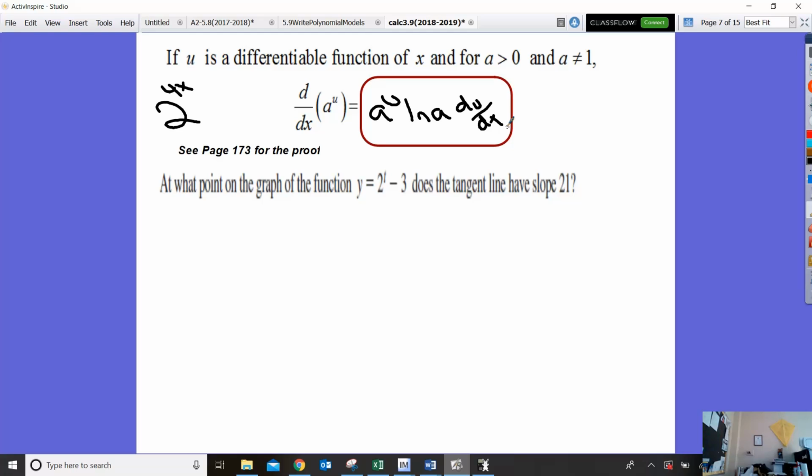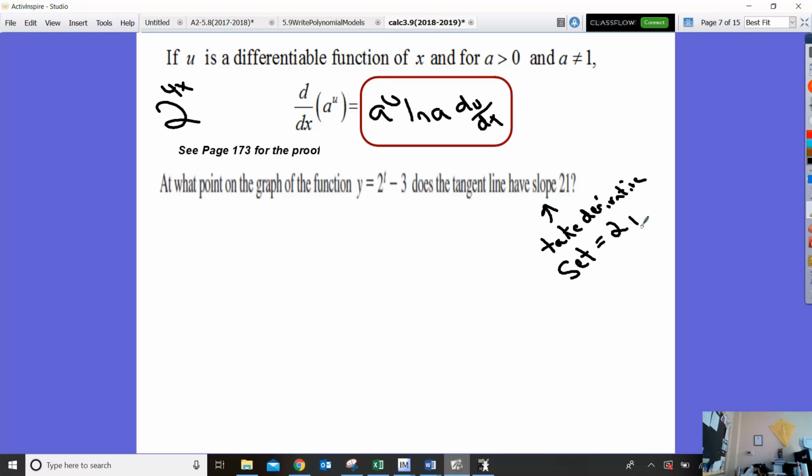And our only example in here is about, no, it's not even about writing an equation. It says, at what point on the graph of the function y equals 2 to the t minus 3 does the tangent line have a slope of 21? Okay. Well, since it's talking about slope, what are you going to do? You're going to take the derivative, and you're actually going to set it equal to 21. That's what you're going to do.